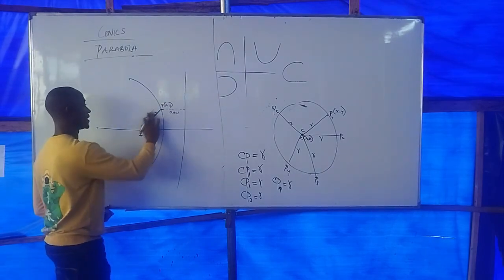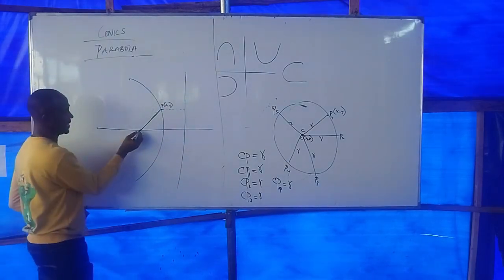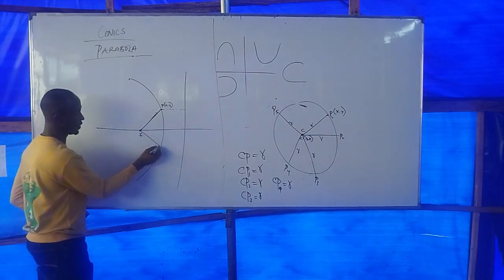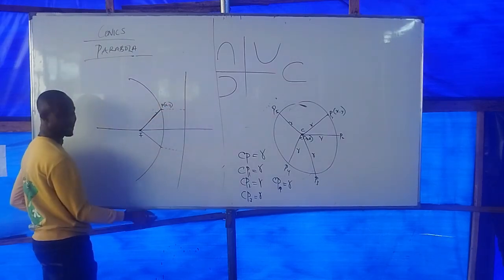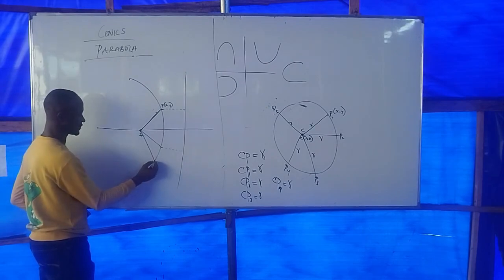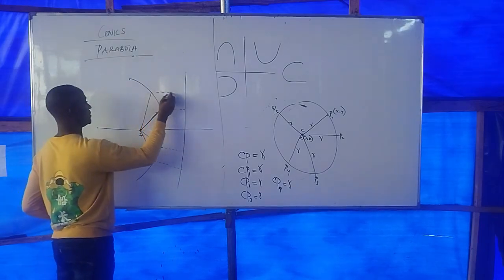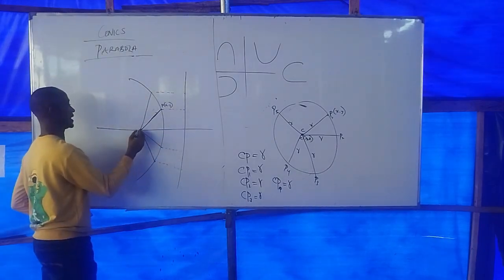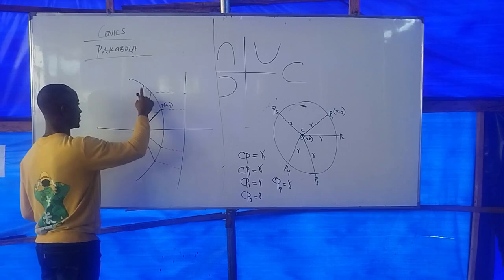Are you there? Okay, guys. Now let's define other points in this parabola. From the focus to this point equals from this point to the directrix. From the focus again to this point equals from here to here. Then also we have a straight line which passes through the focus.